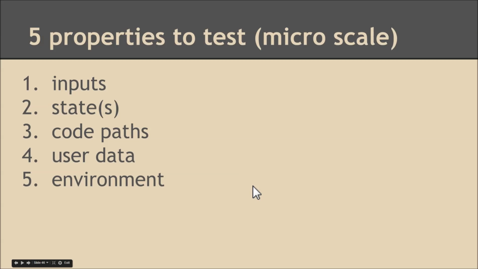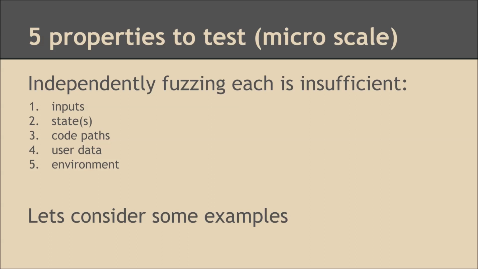The first one is the application inputs, then the states of the application, the code paths in the application, the user data that the application might handle, and the environment that the application runs in. It is usually insufficient to just test one at a time. Usually bugs manifest when a number of these are tested together.